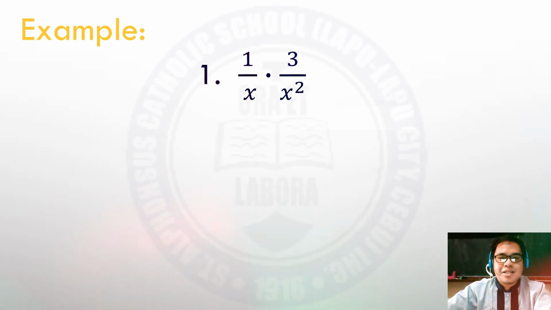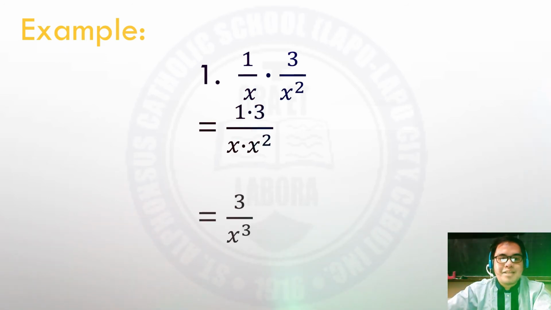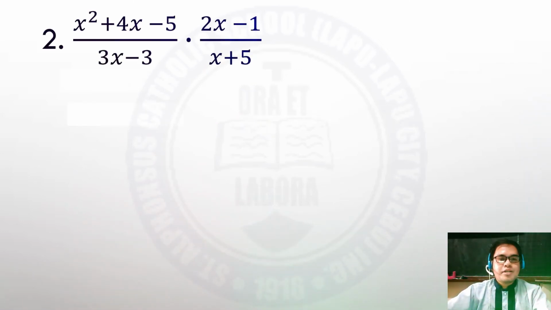But if you cannot see the factors of both numerator and denominator of these given rational expressions, you can proceed to the second step, which is multiplying right away the numerators and denominators. For example, 1 times 3 and x times x squared, and the answer is 3 over x cubed. So we are asked to get the product of these two rational expressions, so we are going to investigate the factors of both numerators and denominators.